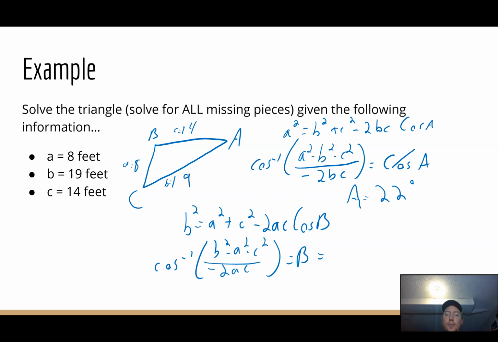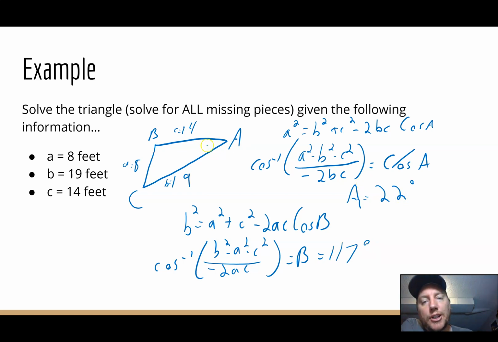I'm going to type that in again. Inverse cosine, b squared is 19 squared minus 8 squared minus 14 squared. Make sure you put the top in parentheses. I almost forgot to do that just now. Divided by negative 2 times 8 times 14. And I get an angle of 116.8, so I'm going to round it up to 117 degrees. Okay, and that looks like it makes sense.